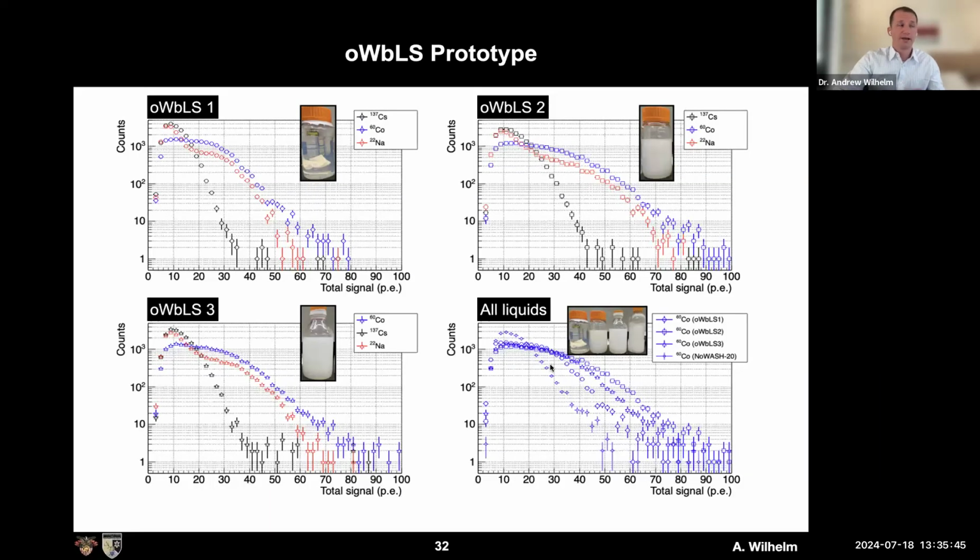So then we wanted to compare the performance of all of the scintillators to the same gamma rays. So we use cobalt-60, and you can see that the amount of signal that we're collecting for the gamma rays detected in OWBLS2 provide the largest signal. So that was the scintillation compound that we selected for further characterization.